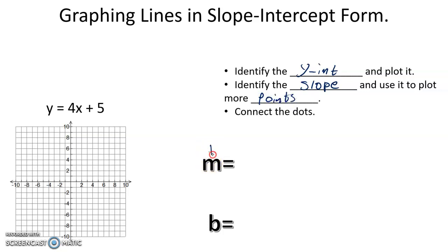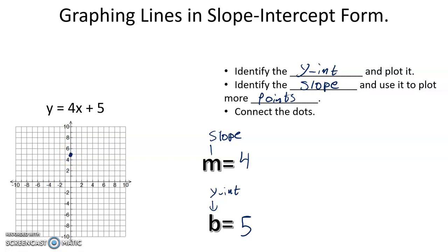So my m is going to be my slope, and b is going to be my y-intercept. So let's figure out what my slope is. My slope here is in front of the x, so it's going to be a 4. And my y-intercept is going to be a 5. So the first thing I do is plot the y-intercept. That's a point that's going to be on this line right here. It's going to be right there.